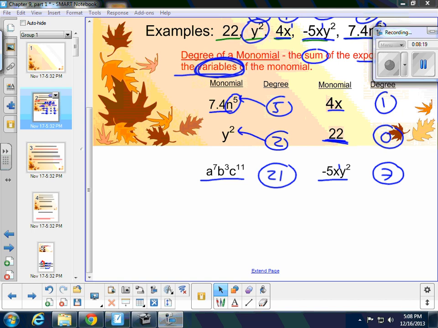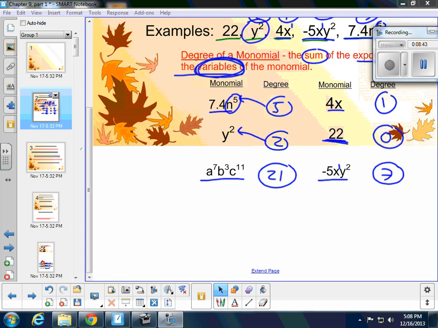Why do we talk about the degree of any kind of monomial or any polynomial? Well, one thing that students will learn in the future is that if you know the degree of a polynomial, you will know what the graph of that polynomial will look like. And again, that's something you will learn more and more as you go on in math. So you will find it's pretty important to know the degree of your polynomial.